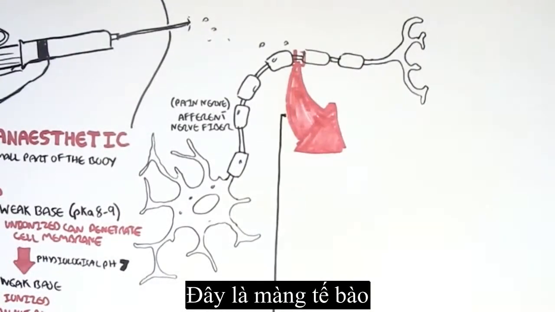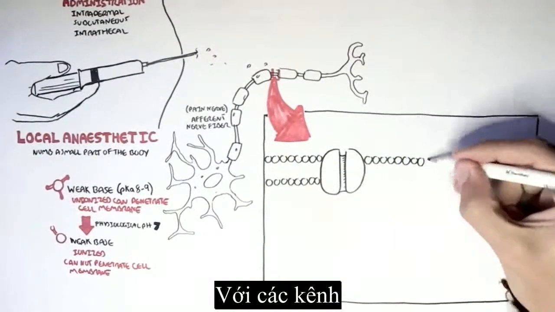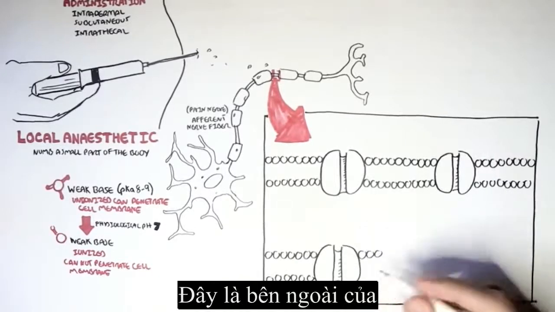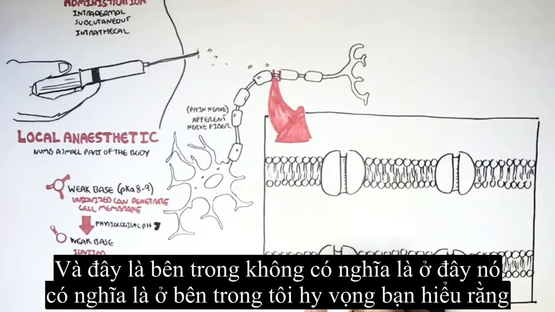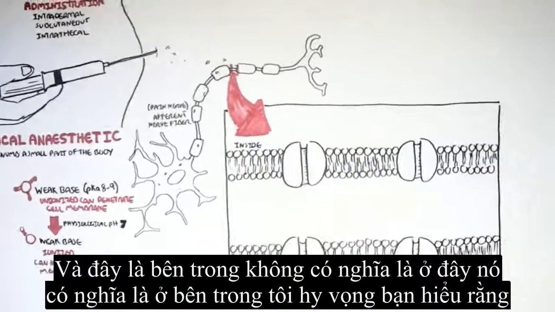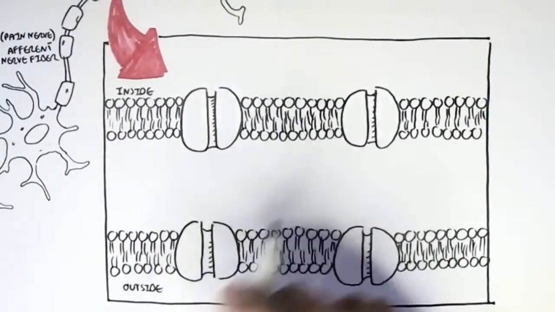Here is the cell membrane of the neuron with channels. Here is the outside of the neuron, and here is the inside. The inside is not meant to be here, it's meant to be in the inside. I hope you understand that.